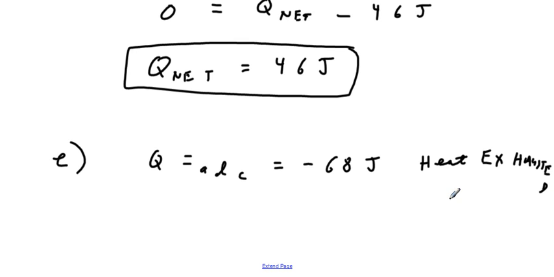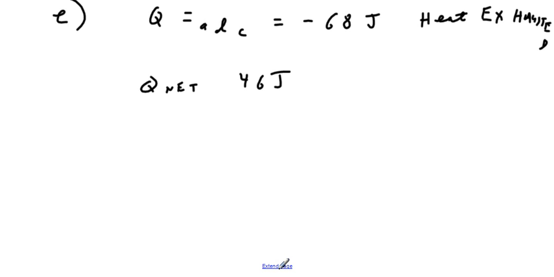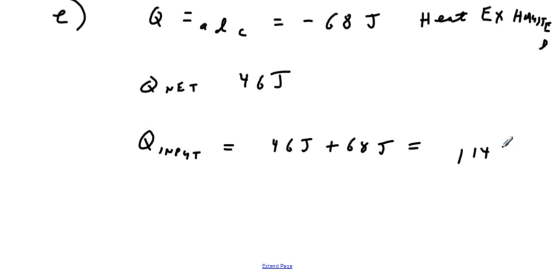So that's the heat that was exhausted. The Q net, we already decided Q net is 46 joules. We already decided that was going to be the case. So the Q input must be the 46 net plus the 68 exhausted, which is going to be 114 joules. So the Q net has to be that.